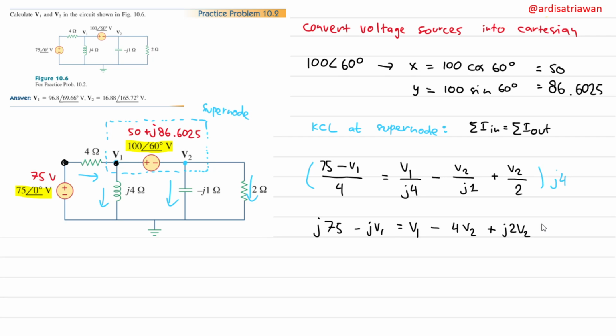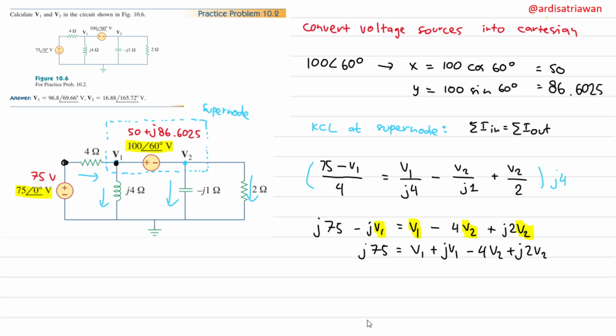Okay, now let's group the V1 and V2. So let's mark all the variables here, so as not to be confused with the letter j. So j is a number, not a variable, right? So this marked in yellow here is all variables, so we can group this to the right-hand side. So I will have j75, and then plus V1 plus jV1, right? And then the rest of it is still minus 4V2 plus j2.